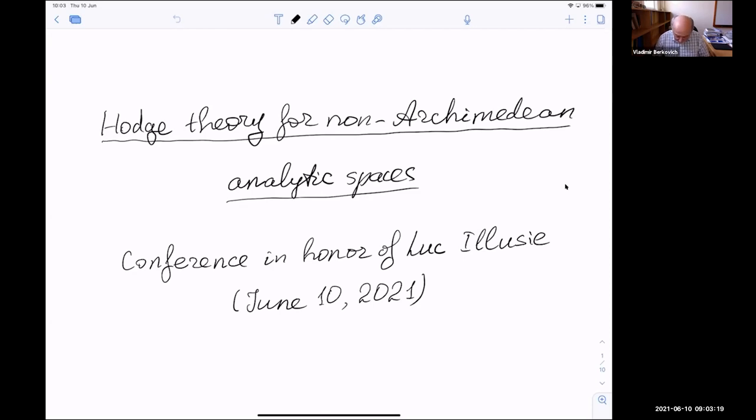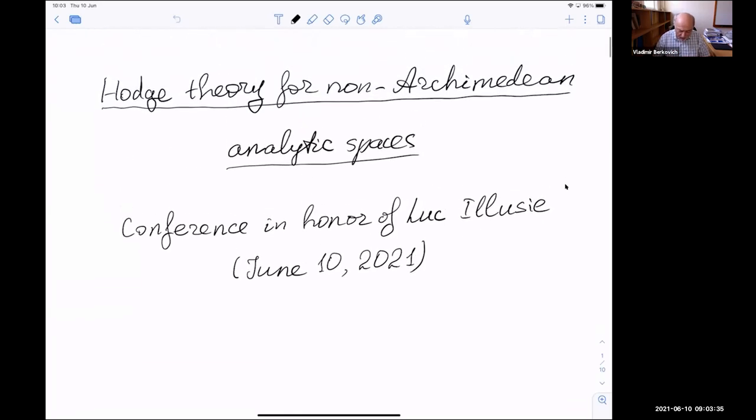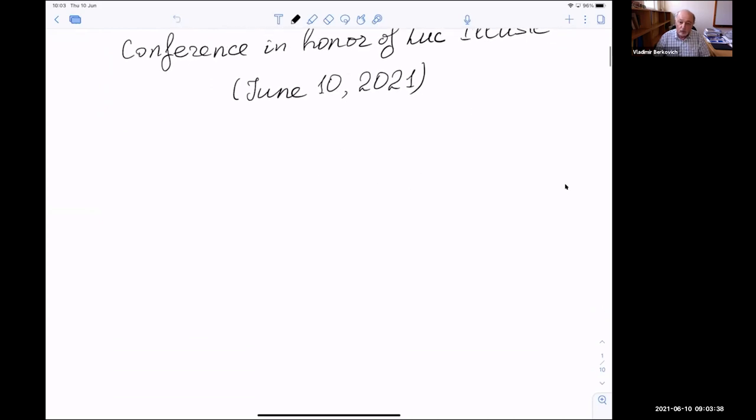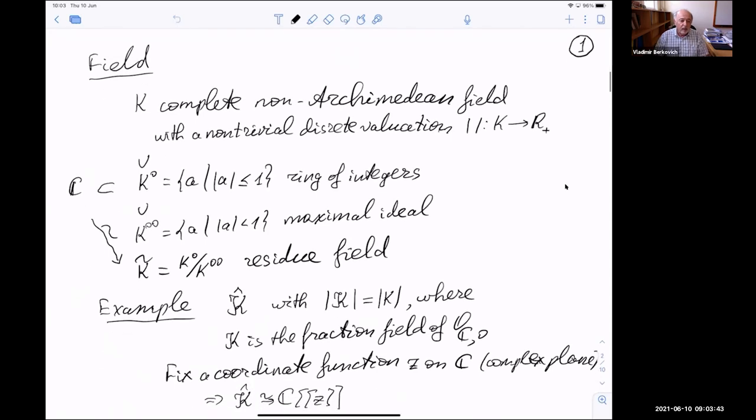Okay, so now I start. Most of the talks at this conference are over the p-adic field. And so it is not about the p-adic field, it's about a field which was discovered even earlier than the p-adic field. So let me introduce it. We work with a fixed field, which is complete with respect to a non-Archimedean discrete valuation. And first of all, I recall the standard notations.